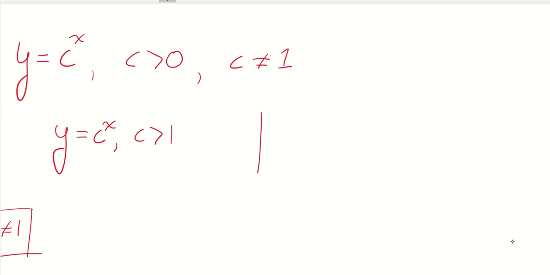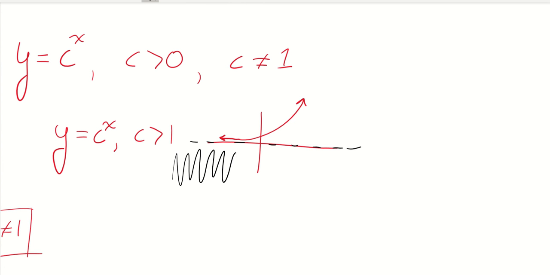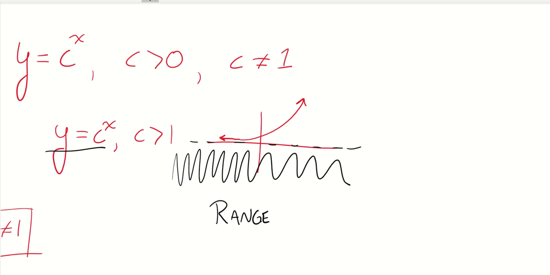These will be increasing functions. They all look like this, and we have an asymptote. No matter how negative an x value we plug in, the function will never hit 0 as an output, and it will never hit negative outputs. So all of these outputs are impossible. So for the range of y equals c to the x, where c is greater than 1, y should be greater than 0. That's the range for increasing exponential functions.